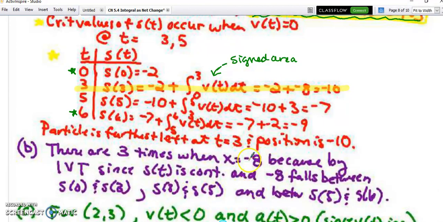And there are 3 times when x equals -8, when there are 3 times that exists, because by the IVT, since S of t is continuous, technically I should have said there on the interval 0 to 6. And -8 falls between, I picked S of 0 and S of 3, S of 3 and S of 5, and between S of 5 and S of 6. So I'm using these values that I have here in my IVT. So this is an example of how we are using part A for B.